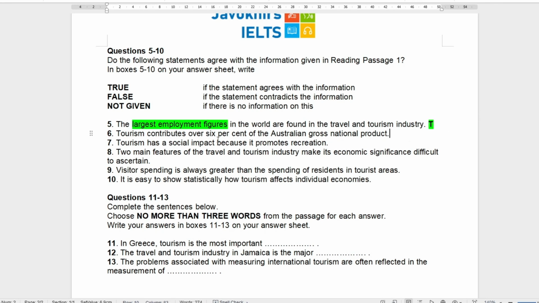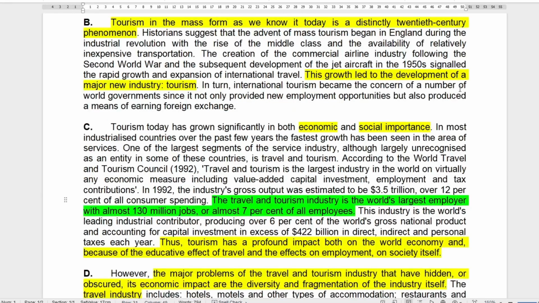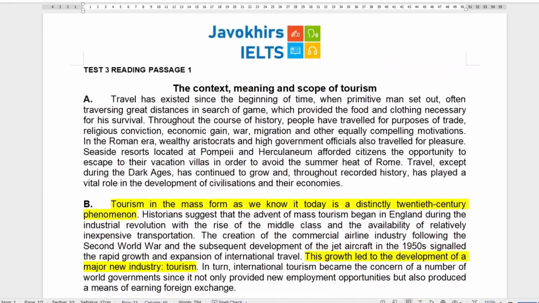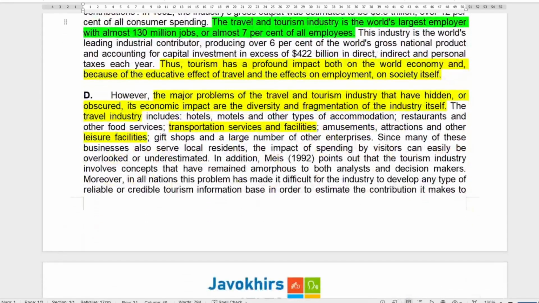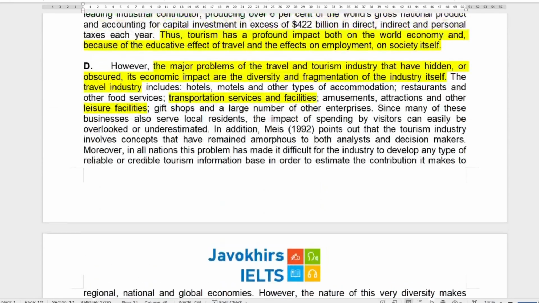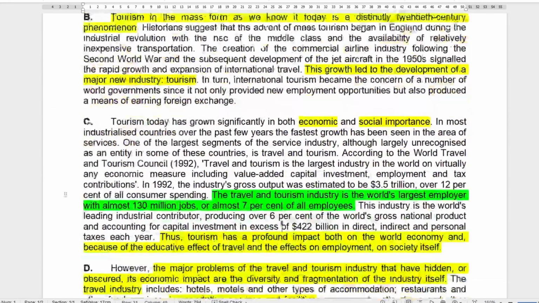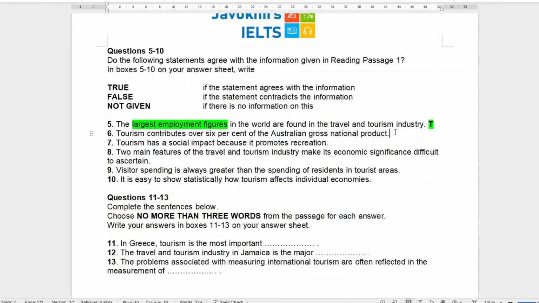Now, tourism contributes over 6% of the Australian gross national product, and I'm 100% sure it's not given, because Australian tourism is not really mentioned. Was there anything about Australian gross national product? I don't think we really have anything about that. So I'm not going to waste time. I'm just going to put not given over there.